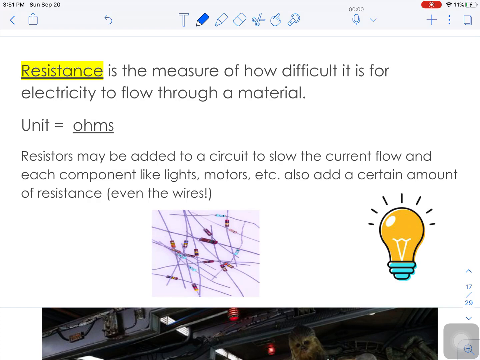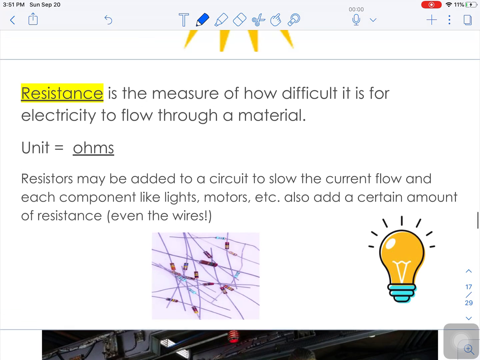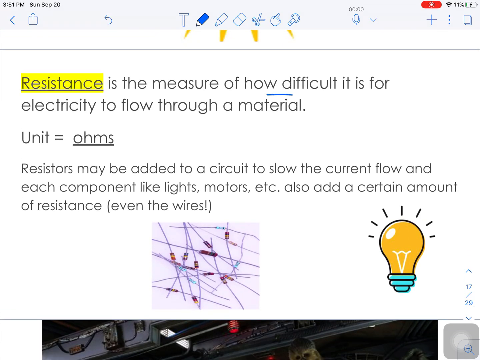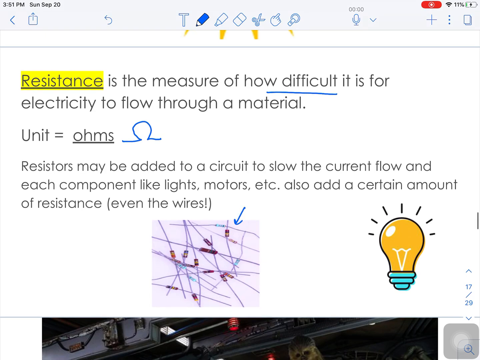All right, also when we're looking at circuits, we look at something called resistance. Resistance is a measure of how difficult it is for electricity to flow through a material. I measure resistance in something called ohms, and there's a really awesome symbol. That's the symbol for ohms. This picture here, these are a bunch of wires, and these little colorful things are called resistors.